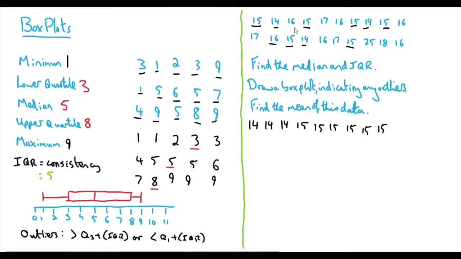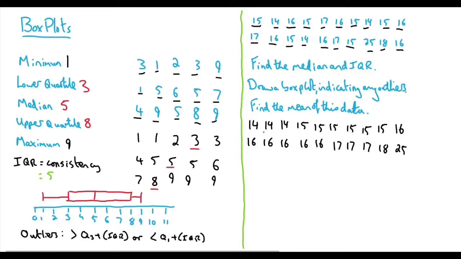Onto the 16s. Once again, we're going to have 6. 17s, you're going to have 1, 2, 3. And then the last two we haven't done, the 18 and the 25.